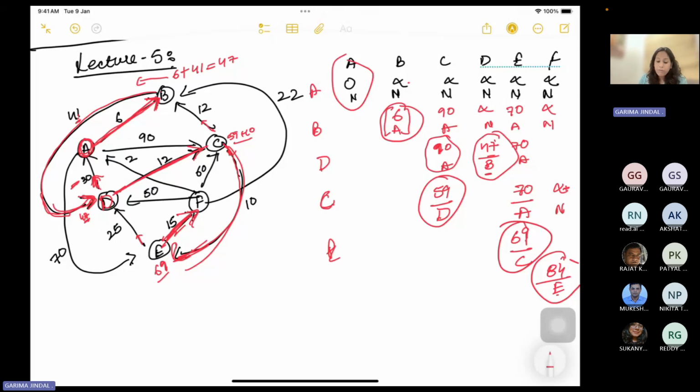Especially if you have negative cycles, the cost will keep on decreasing. I hope you understand what a negative cycle is. If you are going through a negative cycle, the cost to reach the nodes will continuously decrease. If it is continuously decreasing and there is no minimum that we are getting, then obviously the Dijkstra algorithm will fail.